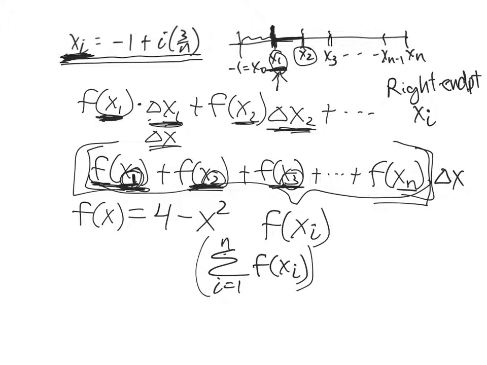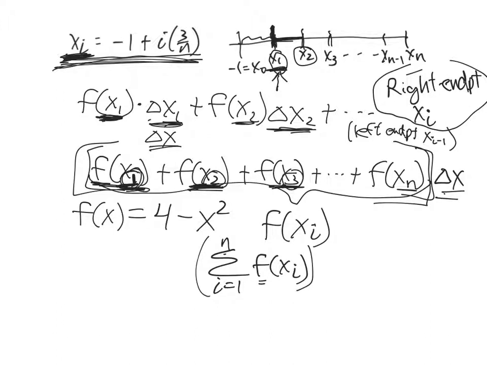By the way, the left endpoint would actually be represented by x sub i minus 1. So that's why we want to choose the right endpoint, x sub i. We've already got x sub i represented. We just have to input it into the function. So f of x sub i, that summation, times, don't forget, times our delta x.